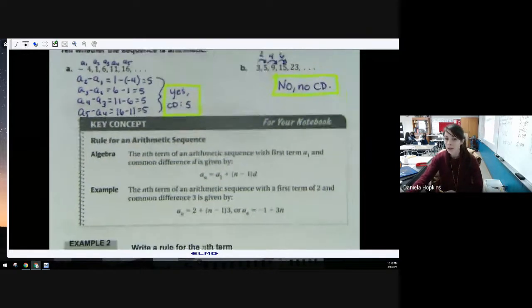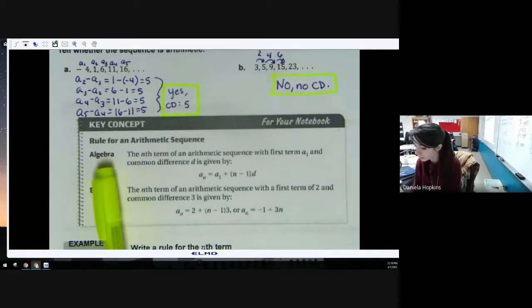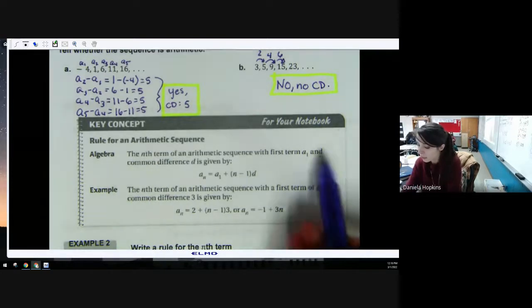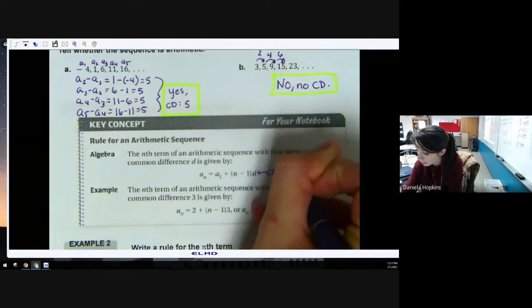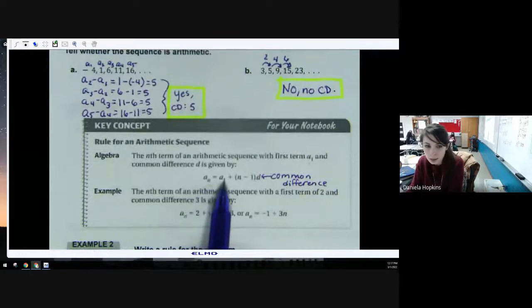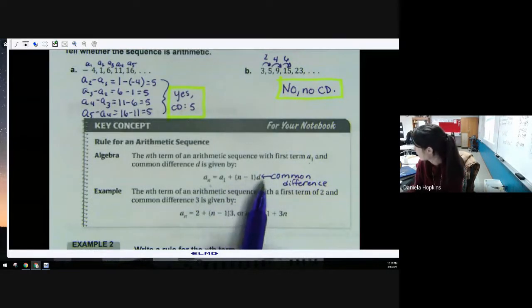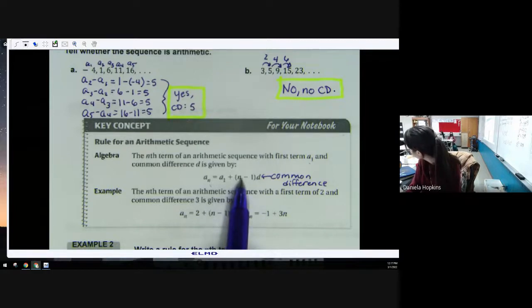So this is a special kind of sequence because it has a rule that's in general. We're going to look at this algebra part here. It says the nth term of an arithmetic sequence with first term A1 and common difference D. So again, this is your common difference, represented by A sub n equals A sub 1 plus n minus 1 all times D. Again, this is just the name of your rule. This will be your first term. This you'll leave as an n in general, but sometimes you might plug in a number here, and we'll see examples like that. Minus 1 times D.